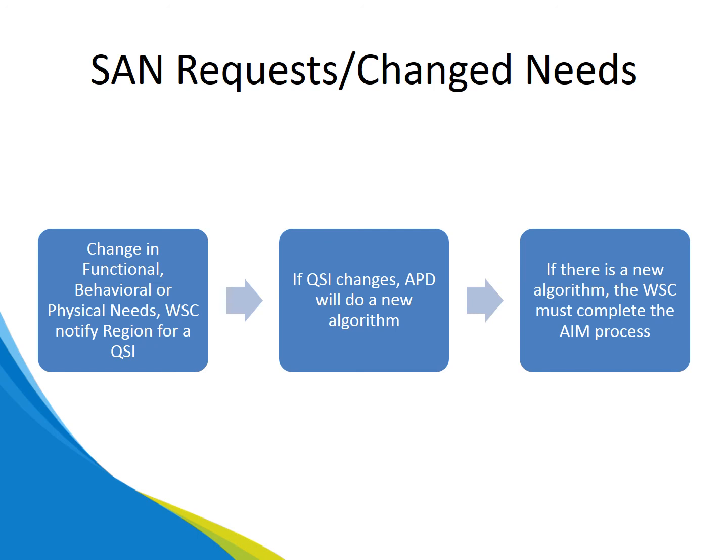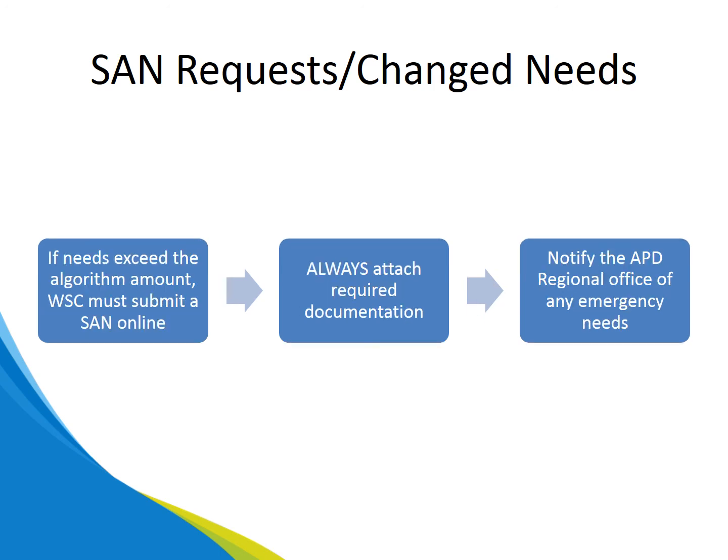When a new QSI is completed, if it changes, the WSC will receive an updated algorithm amount from the regional office. Anytime the algorithm changes, the WSC is required to complete the AIM process. If the individual requires services greater than the algorithm amount, the WSC will request funds through the online SAN system. It is critical for the WSC to attach required documentation to ensure services are reviewed based on current and correct information. During the SAN process, the WSC can use existing budget to meet the individual needs. If emergency funds are required, the WSC should notify the regional office immediately.